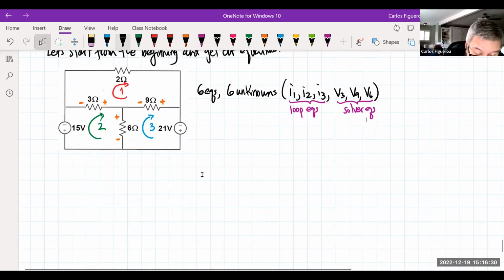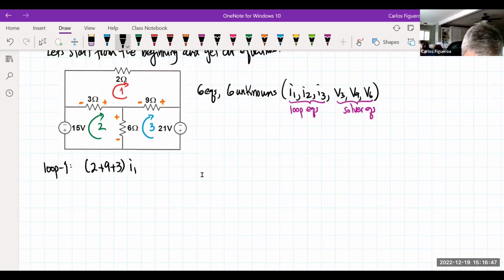Okay, so here we go. I have loop 1. I'm going to sum all of the resistors connected to loop 1. So this should be 2 plus 9 plus 3, times I1, minus the mutual. Note that there are two, a 3 and the 9. So this should be 3I2 minus 9I3. Are there any sources? Nope, that's 0.